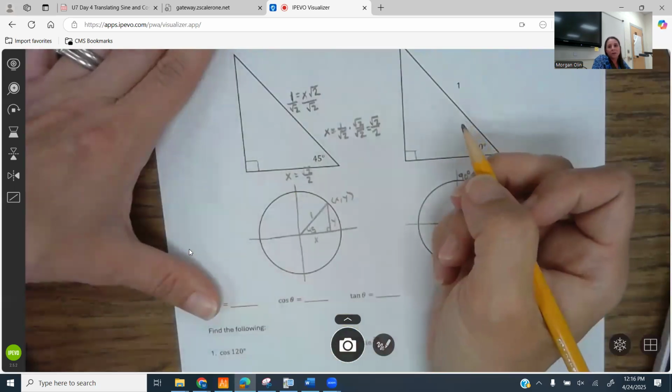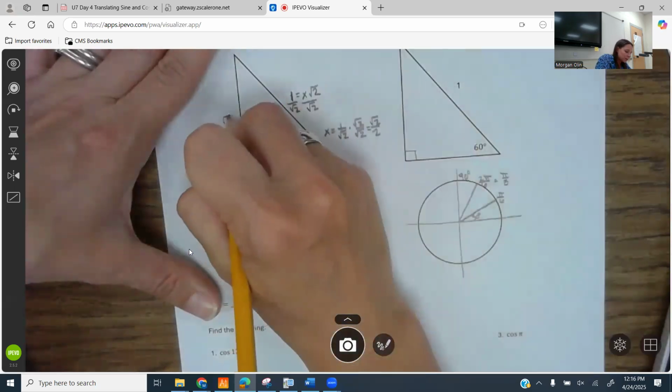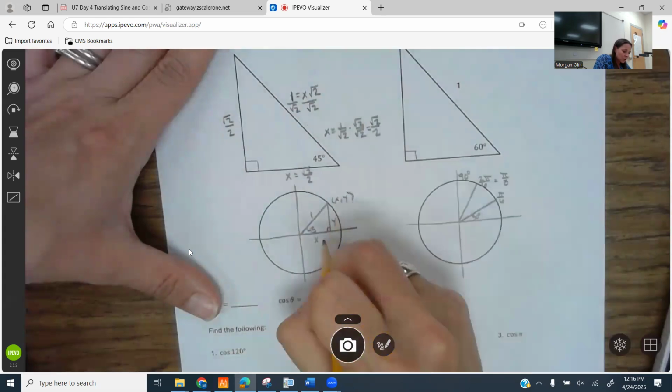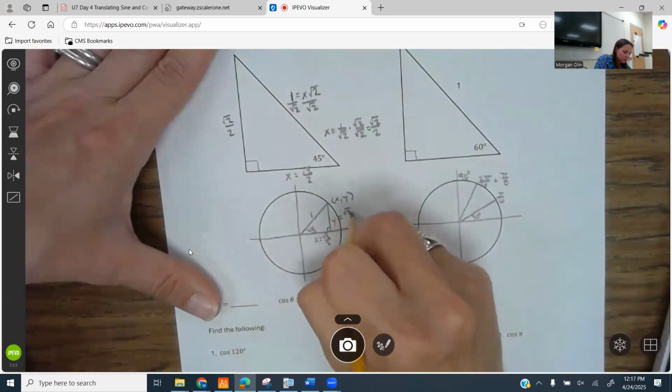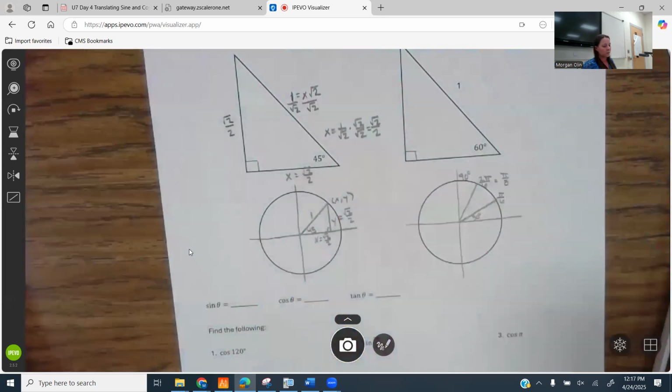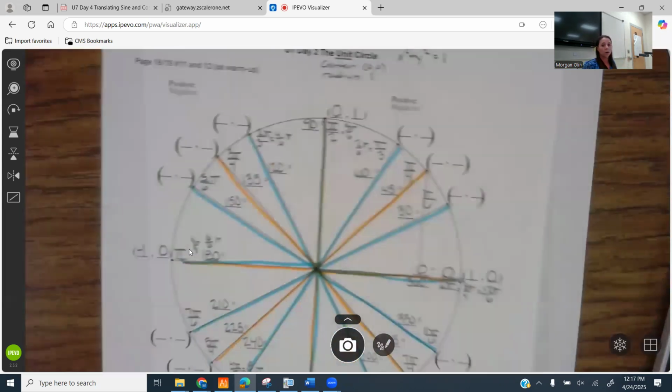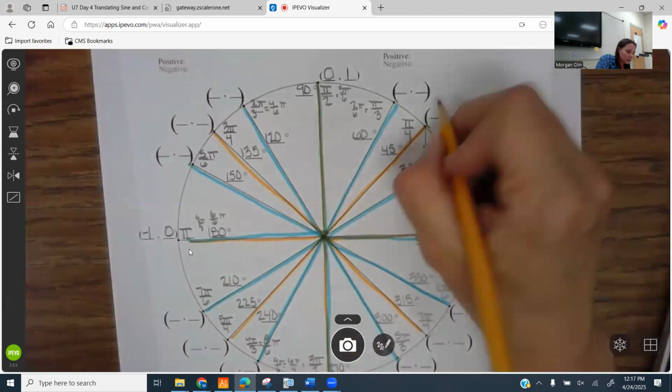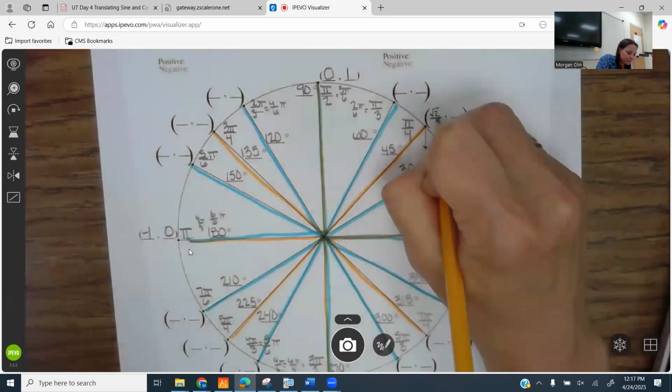But in a 45, 45, 90, remember, each of the sides are the same. So this is going to be square root of 2 over 2, and this is going to be square root of 2 over 2. So the point is square root of 2 over 2, square root of 2 over 2. We do not want decimals. So that's the point here.